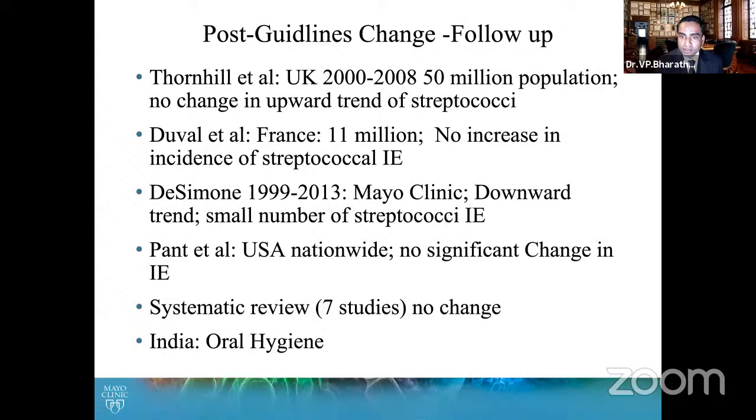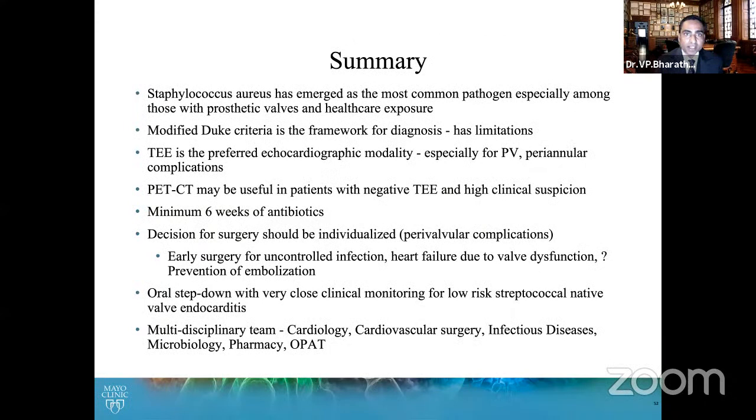So I'll start with a summary slide. Staph aureus has emerged as the most common pathogen, especially among those with prosthetic valves and healthcare exposure. Modified Duke criteria are a framework for the diagnosis, but we have to understand that they have several limitations. TEE is the preferred echocardiographic modality, especially for those with prosthetic valves, and to look for periannular complications. PET CT is promising, especially in those with negative TEE who still have high clinical suspicion.